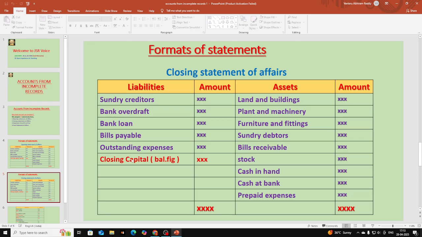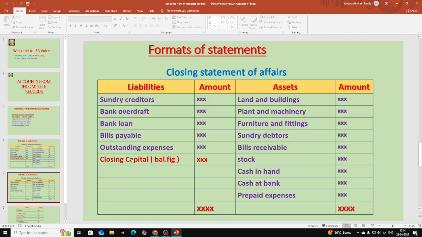This is the second statement, that is closing statement of affairs. Closing statement of affairs means what? Statement of affairs means balance sheet. Closing statement of affairs means closing balance sheet. So it also looks like the opening statement of affairs. But what is the difference between these two? Opening statement of affairs is prepared with the help of the opening information. Closing statement of affairs is prepared with the help of the closing information, that is, information available on the closing or year ending date.